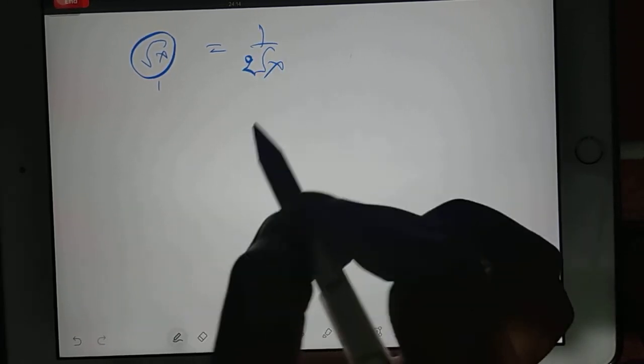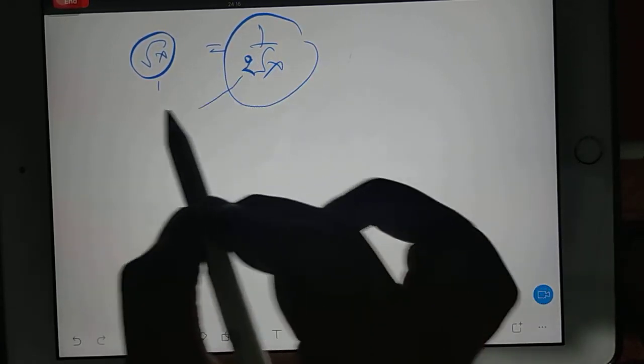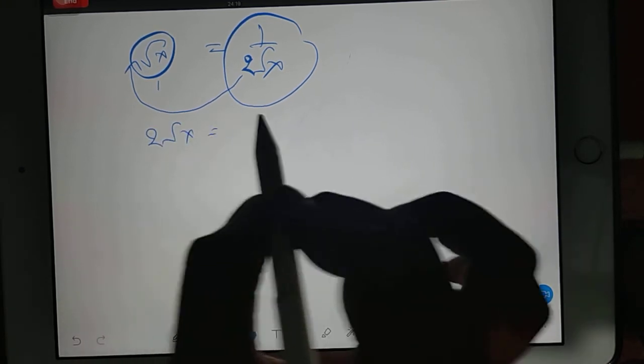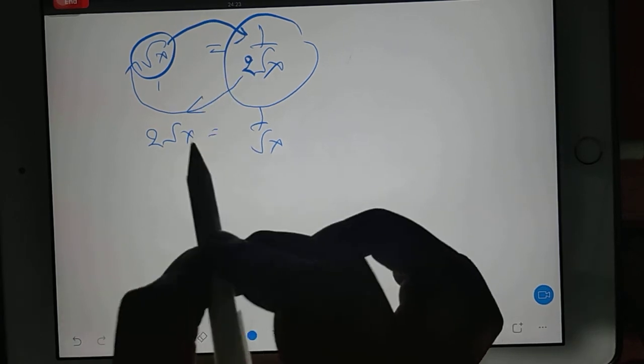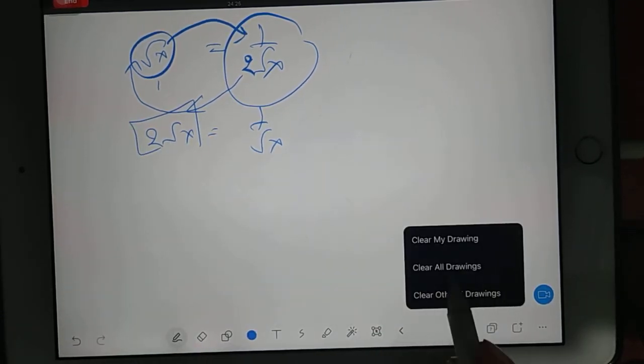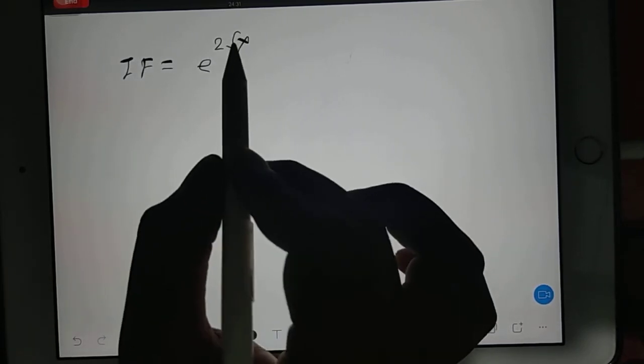root x, then we get 1 by 2 root x. Then of course, if you integrate this part, then send this 2 here. So 2 root x, 1 by root x, right? If you differentiate, then this will come. If you integrate, this will come. 2 root x will come. Okay, so your integrating factor will look like e power 2 root x.